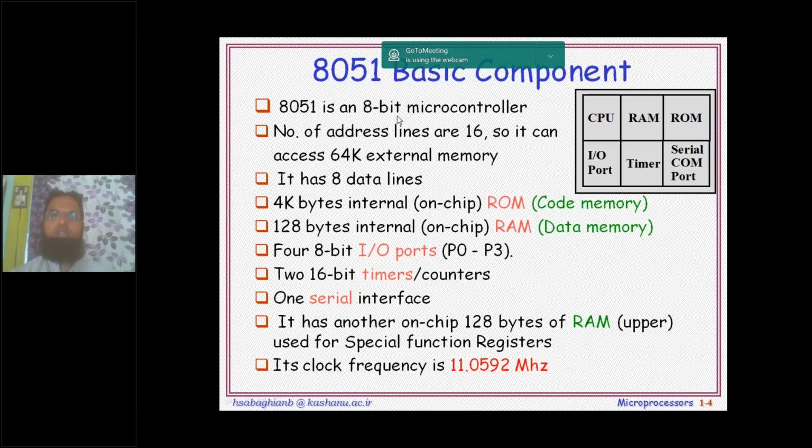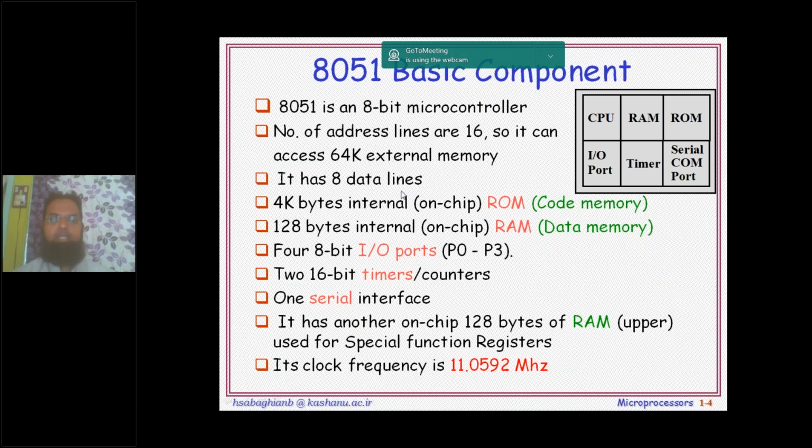It is an 8-bit microcontroller, meaning the size of the ALU is 8 bits, and the number of address lines is 16. So it can access 64 kilobytes of memory. One more point that we have to remember is that the 8051 follows the Harvard architecture. Harvard architecture means the CPU is connected with two separate memory devices. In one of the memories, the data is stored. In another memory, the program is stored. So this is the maximum amount of memory that the microcontroller can address, and it has 8 data lines.